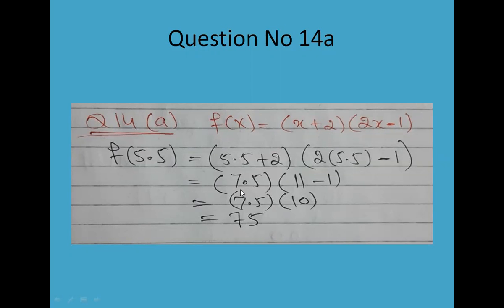So 5.5 plus 2 will be 7.5. 2 into 5.5 is 11, minus 1 will be 10. 10 multiplied by 7.5 will be 75. So this is how you do question number 14, A part.